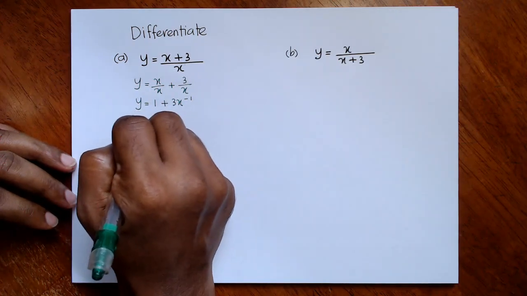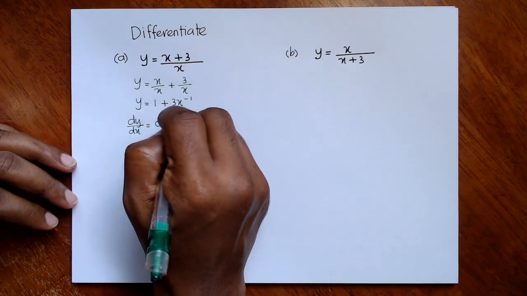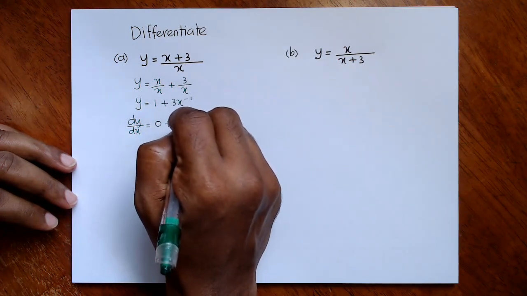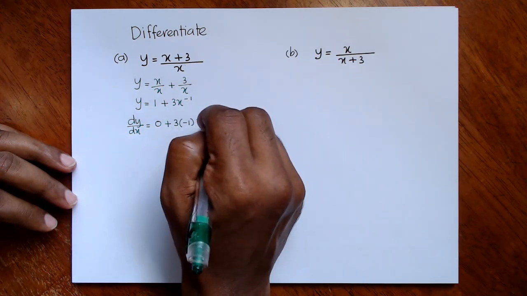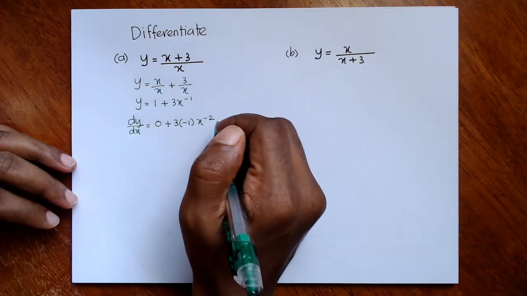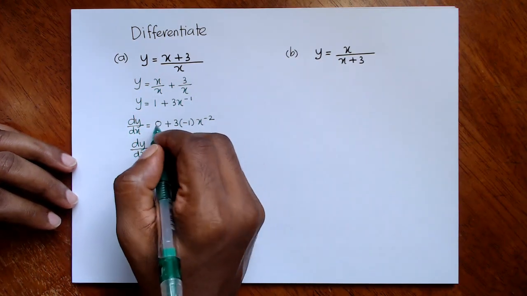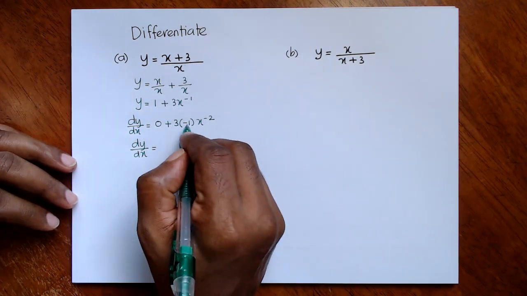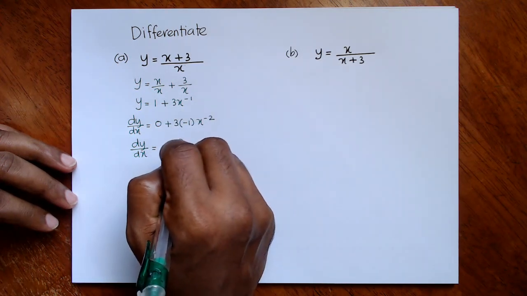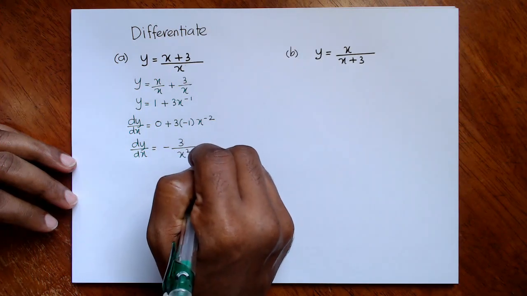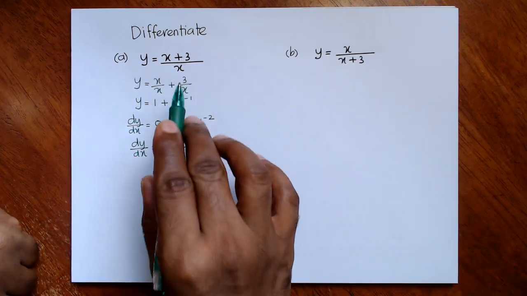So we get dy dx equals 1 becomes 0, plus 3, negative 1 brought in front, x to the power of negative 1 minus 1 is negative 2. So the final answer: dy dx equals 0, there's no more, plus negative 3 over x square. You bring it down, you get negative 3 over x square, and that will be the final answer. So that was quite easy. You just have to do this carefully.